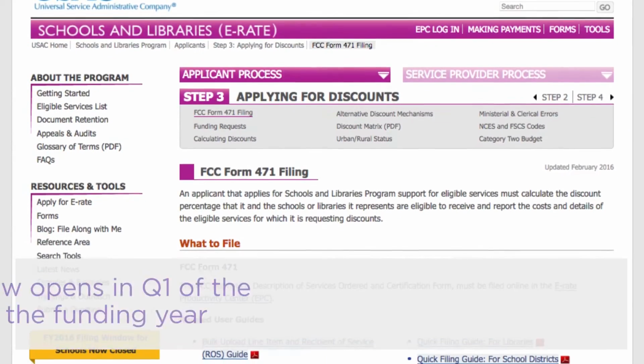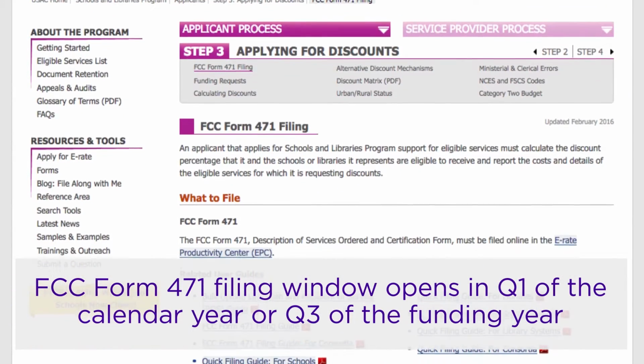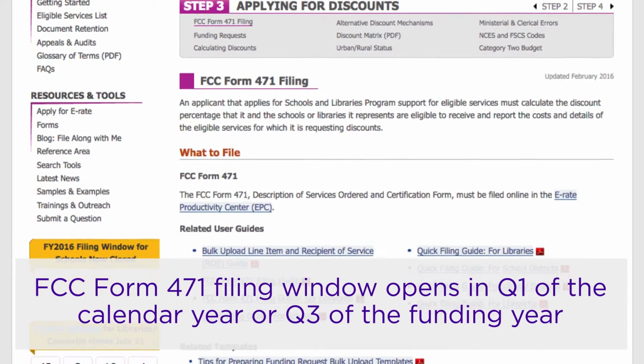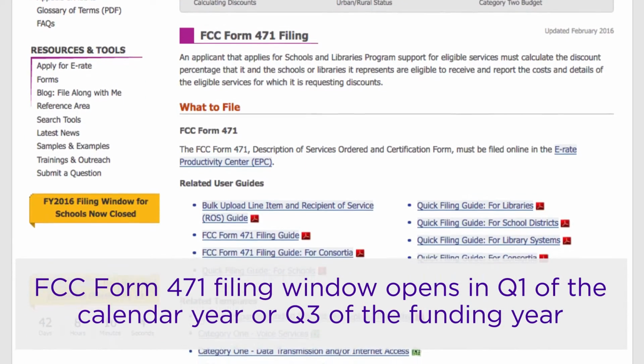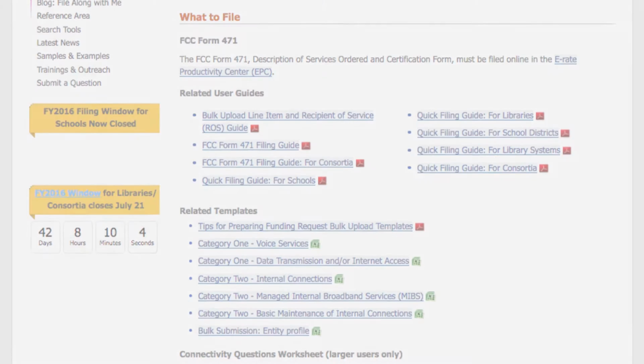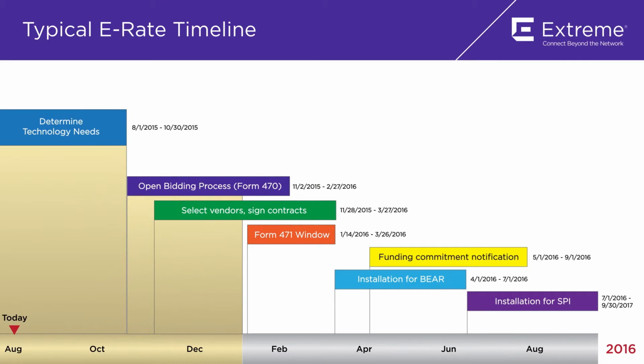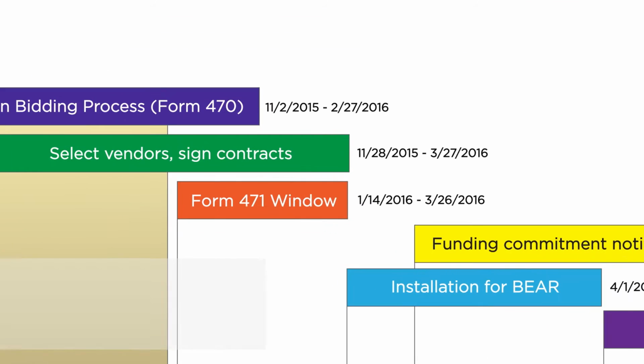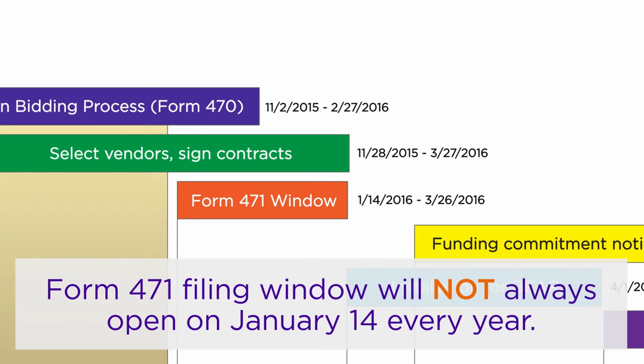Typically, the FCC Form 471 filing window opens in Q1 of the calendar year or Q3 of the funding year, usually January through March. However, it's important to note that E-Rate timelines, dates, and deadlines for filing various forms can change each year. For example, the Form 471 filing window will not always open on January 14th every year.